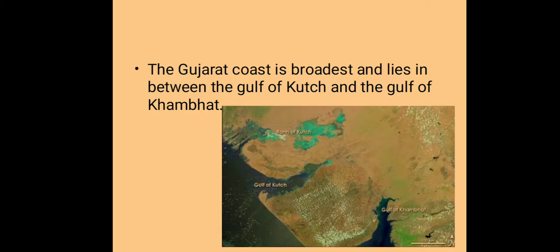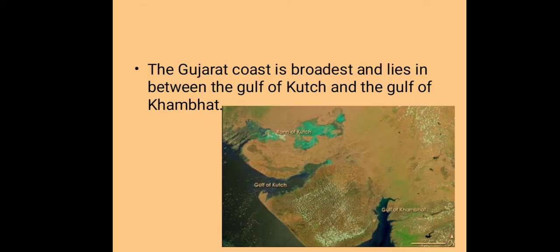And next comes your Konkan coast. Now Konkan coast, you can see it, has rich petroleum and oil wells. And next comes your Malabar coast. Now Malabar coast stretches to Kanyakumari, and it has lagoons.